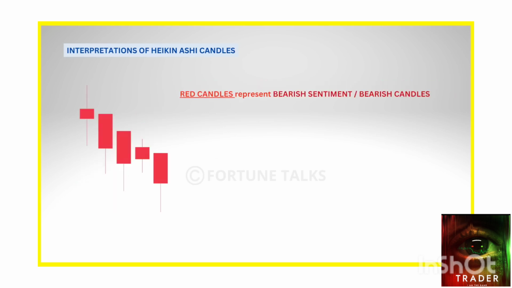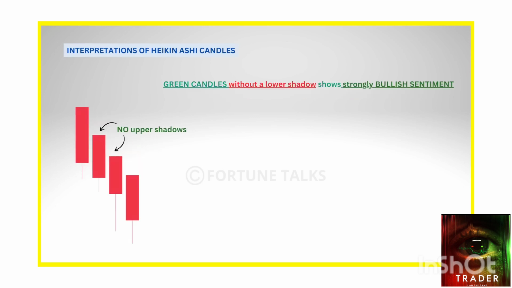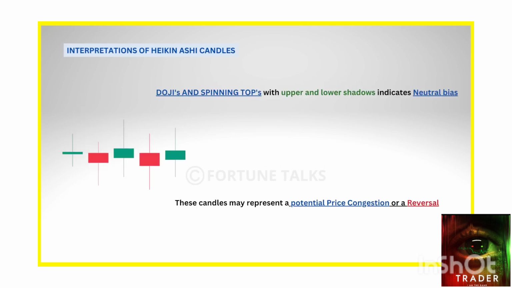Similarly, red colored candlesticks in general represent a bearish sentiment or a bearish candle, but red candlesticks without an upper shadow show strongly bearish sentiment. This candle is also known as a bearish shaved head because the candle lacks an upper wick. Now these shaved Heikin-Ashi candlesticks represent increased price momentum. Now coming to the last type of candles, these are dojis or spinning tops with substantial upper and lower shadows, which indicates a neutral bias. It may either represent a possible price congestion or a reversal.